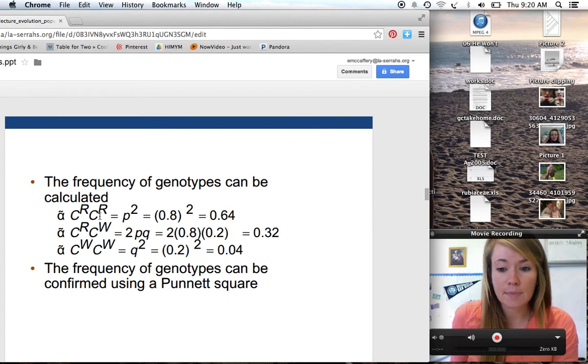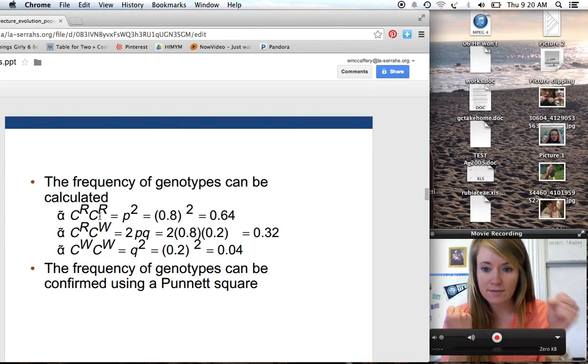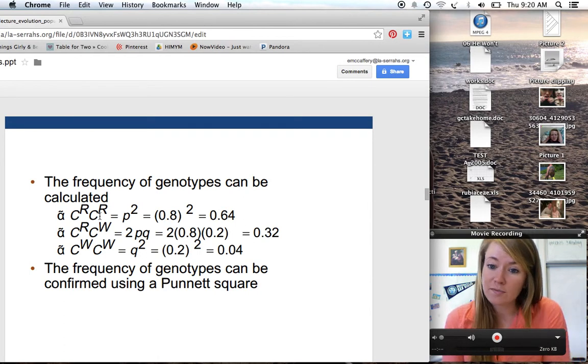Same thing with the white individuals. The likelihood of me grabbing in with my right hand and grabbing a white allele is 0.2. Same thing with my left hand, 0.2. 0.2 times 0.2 gives me 0.04. So the likelihood of being homozygous white is 4%.